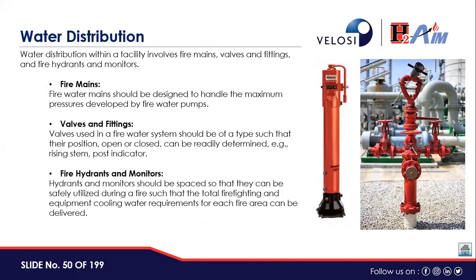Water distribution: there are fire mains, valves and fittings, fire hydrants and monitors, and fire water takeoff points, and the same water may be linked with the foam system as well. So fire main means a fire water main piping system, which is bringing the water from the fire water tank through the pumps to the facility. Then valves and fittings for isolation, fire hydrants normally, as you can see here, to throw water to the fire destination.